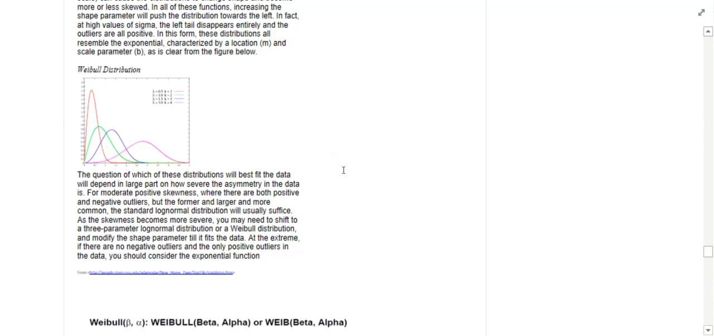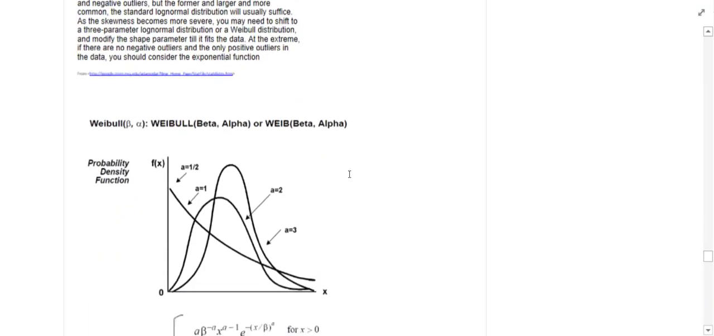So if you've got moderate positive skewness, where there are both positive and negative outliers, the standard log normal will usually work. As the skewness becomes more severe, you may need to shift to a 3-parameter log normal or a Weibull distribution and modify the shape parameter till it fits the data. And at the extreme, as we talked about, when there are no negative outliers, then effectively the exponential function is probably the best pick for that.